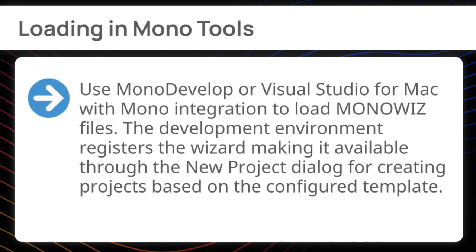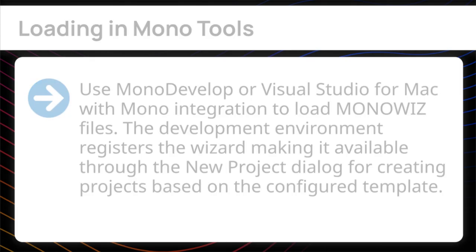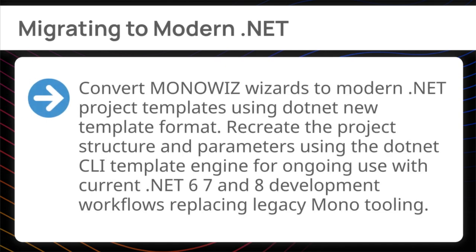Use MonoDevelop or Visual Studio for Mac with Mono integration to load MONOWIZ files. The development environment registers the wizard, making it available through the New Project dialog for creating projects based on the configured template. Finally, migrating to Modern .NET. Convert MONOWIZ wizards to Modern .NET project templates using .NET New Template format. Recreate the project structure and parameters using the .NET CLI template engine for ongoing use with current .NET 6, 7, and 8 development workflows, replacing legacy Mono tooling.